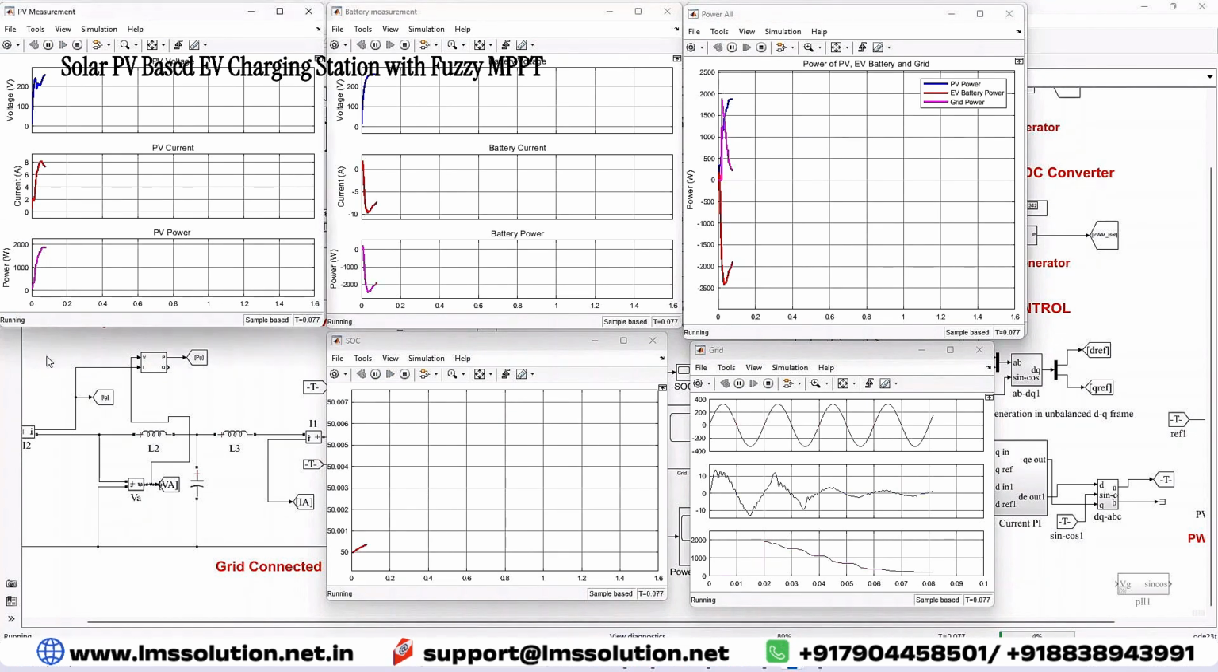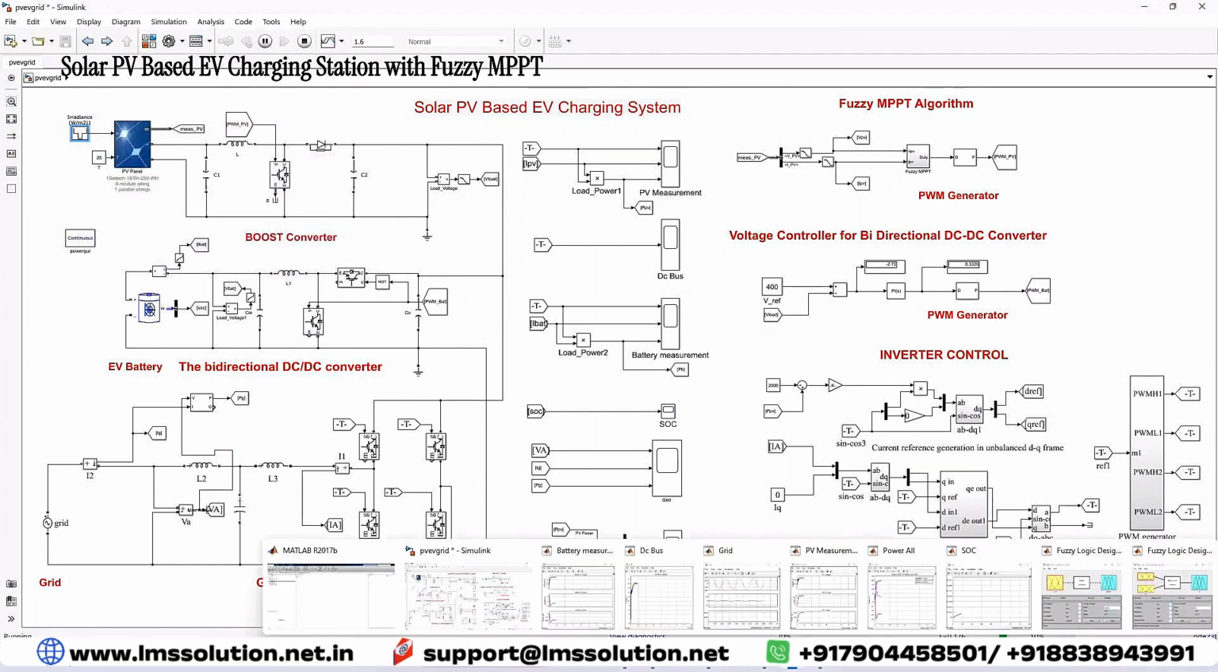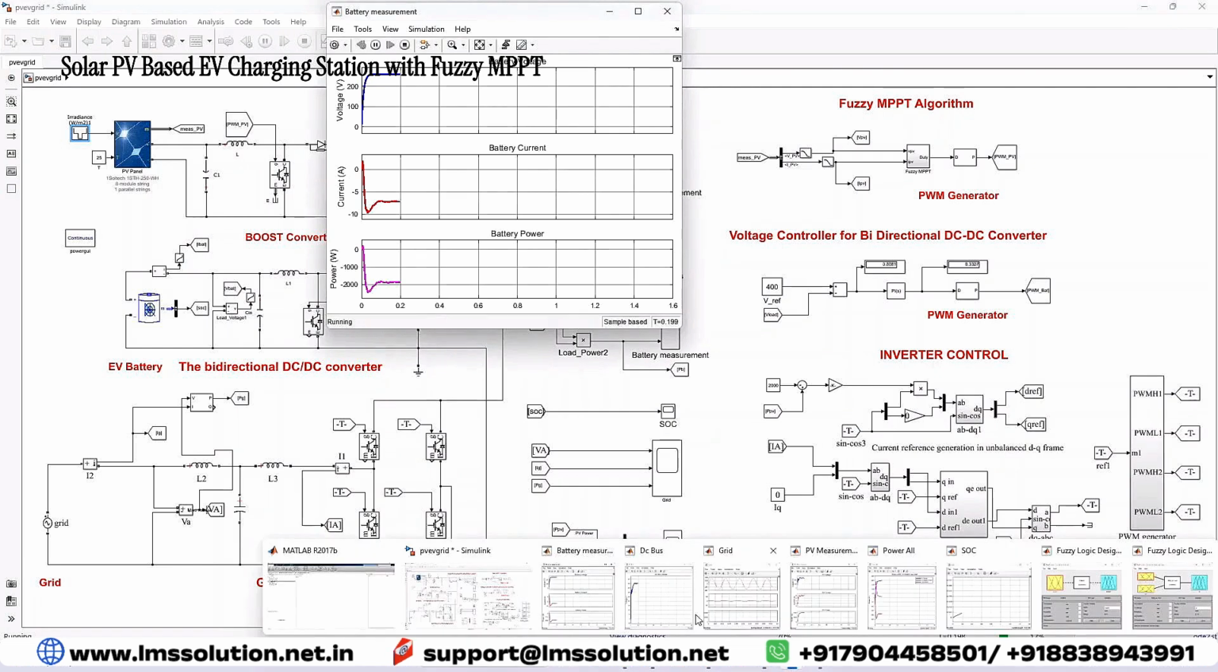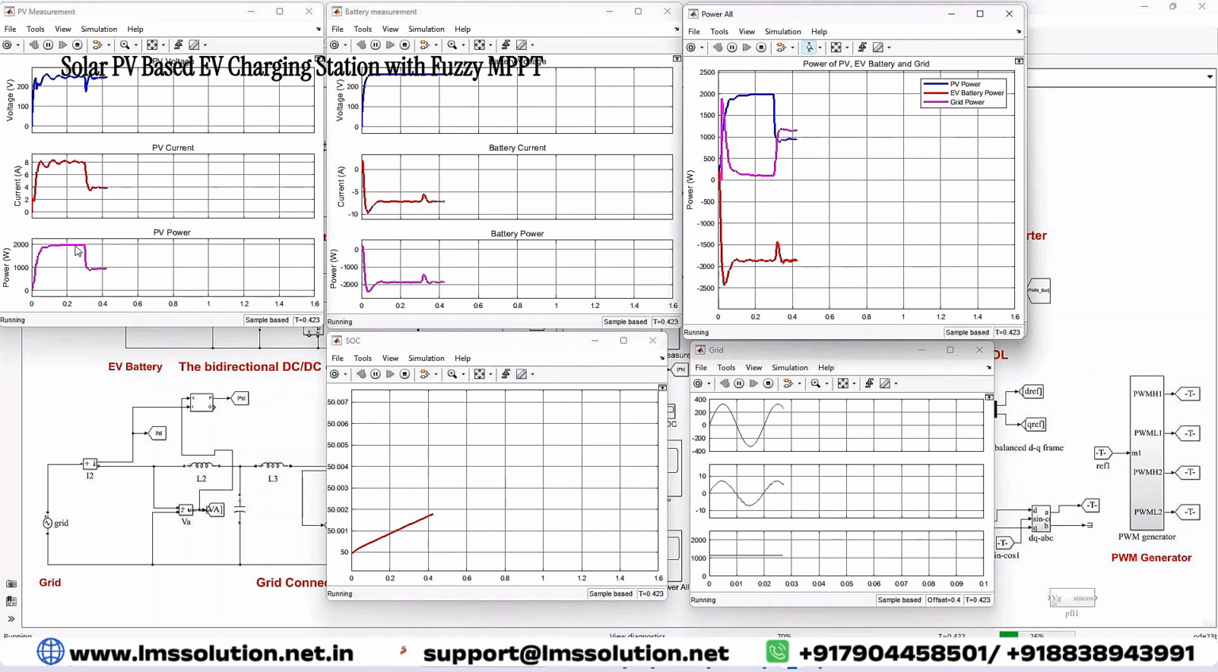Here you will see the power of PV. That means here we are changing the irradiation. Here we are changing the irradiation from 1000 to 500 and then to 0. Again you have to change to 500, 1000, and then you have to check the charging of the battery and also the power sharing of the grid during the charging. Here you will see that the power of PV is 2000 and the charging of the battery is near 2000, around 1900. Then you can see that when PV power is reduced to around 1000 because of the reduction in irradiation, during that time the grid will be supplying power to the battery for charging.